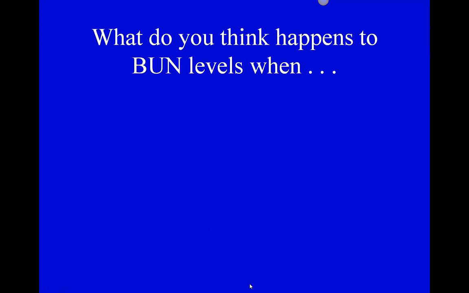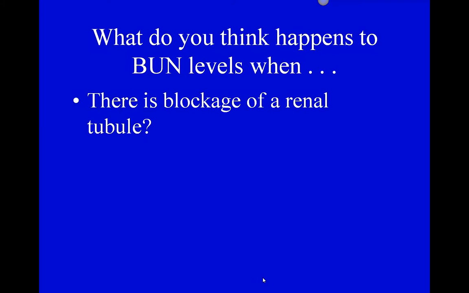All right, next thing. Let's do some application then. What if somebody had a blockage of a renal tubule? So what if my kidney is working, it's trying to work, but downstream there's a blockage? That would most commonly be a stone, but it could also be a tumor. Doesn't make sense if I have only one kidney really able to work that my BUN levels would start to go up.